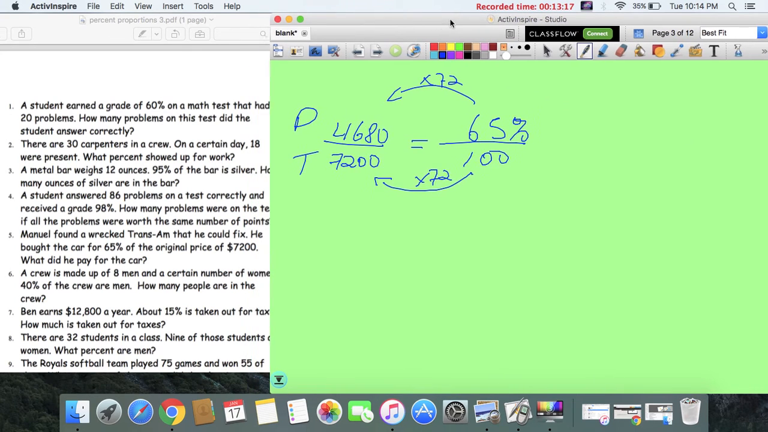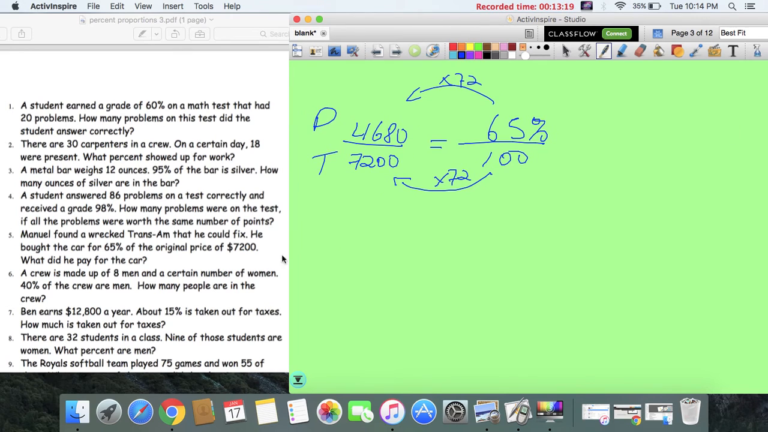So let's set it up. A crew is made of, so 100% total. 40% of the crew are men, so 40% are men. So 40% is the same thing as saying 8 men, because that's what it is. There's a certain crew that's made up of men and women. 8 of them are men, so 8 of them represents 40% of the crew. So how many people are in total in this particular crew?